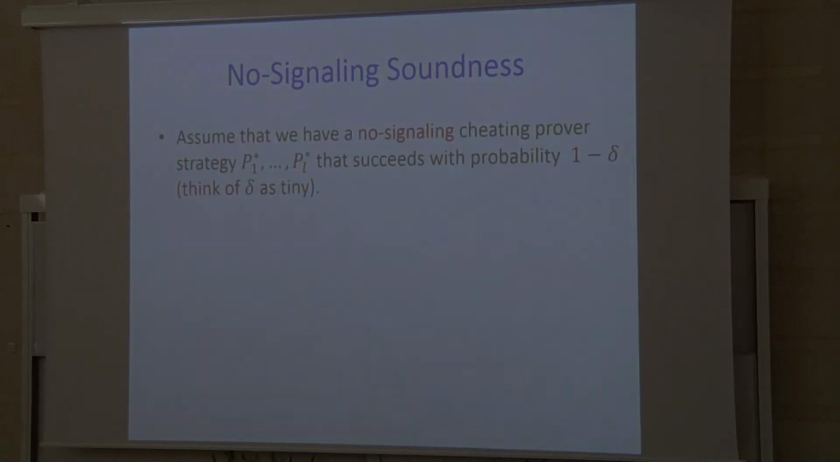Okay, so let me try to give a high-level overview of how we prove that no signaling soundness works. Let's assume that we have a cheating no signaling proof strategy. So we have these cheating provers, P1 star up to PL star, that manage to convince the verifier to accept a false statement with very high probability. To prove the actual theorem, we need to show that they can't even do it with low probability. For purposes of this talk, I want to assume that these cheating provers convince the verifier to accept with very, very high probability, and I want to derive a contradiction.